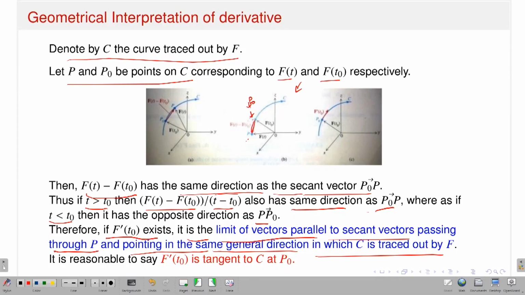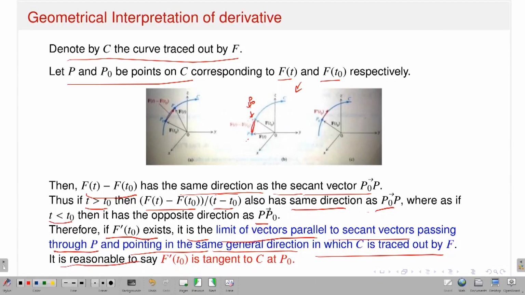Now, what is the definition of the derivative at the point t naught? It is the limit of (f(t) minus f(t naught)) divided by (t minus t naught) as t approaches t naught. We have seen that the direction of the secant vector p naught p and the direction of (f(t) minus f(t naught)) divided by (t minus t naught) are the same. That means if t approaches t naught, then the corresponding point p, which is nothing but f(t), goes to p naught. So if the derivative exists, the secant vector p naught p becomes the tangent at the point t naught. That's what I have written.